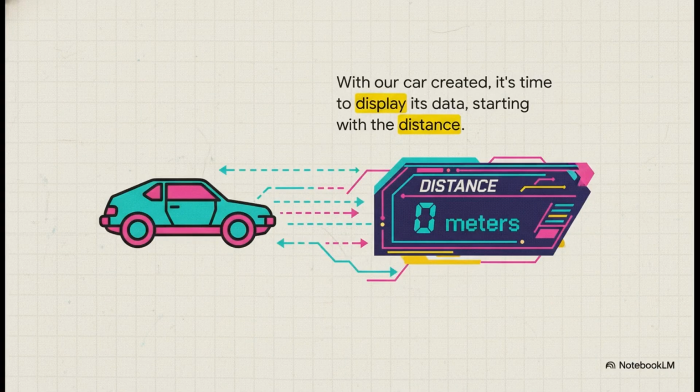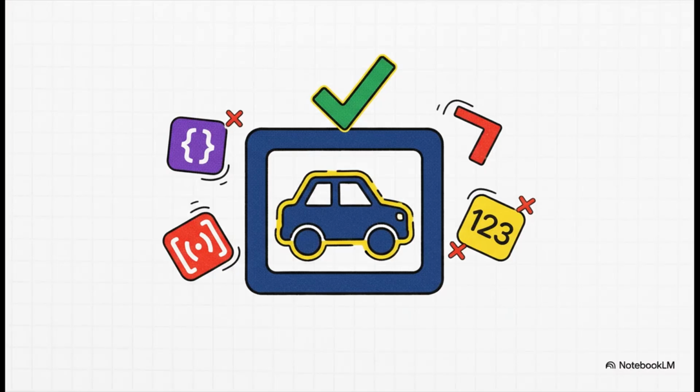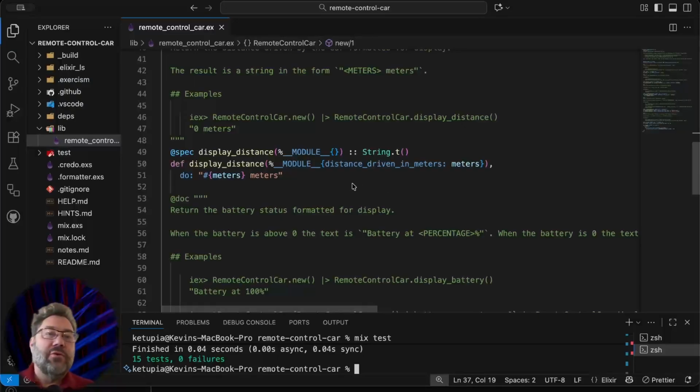Now how do we actually show its distance? We'll use pattern matching on the struct itself. This is huge. It makes sure we only get car data. Display distance has a couple of really cool things going on here for pattern matching.